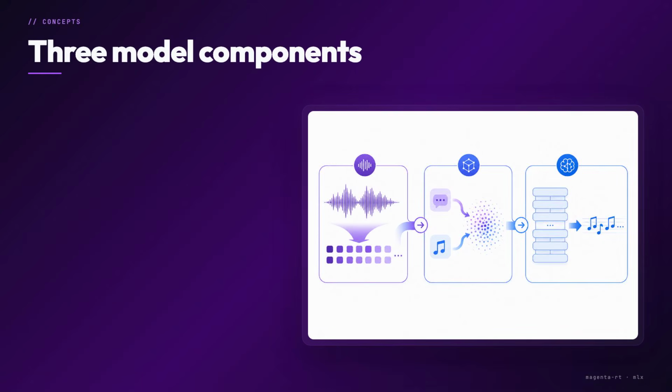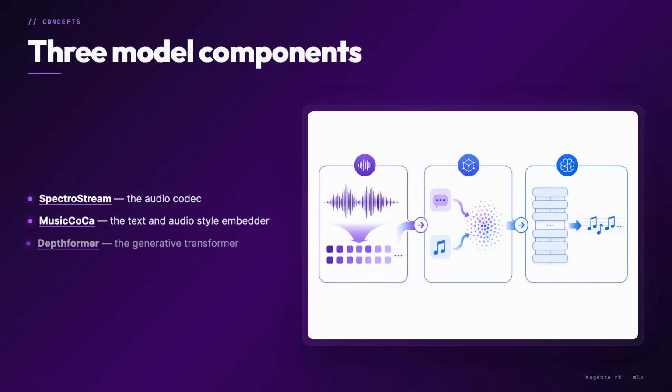Under the hood, there are three pieces working together. SpectroStream is the audio codec, turning sound into discrete tokens and back into a waveform. MusicCoCa is the style embedder, mapping your text or an audio clip into a shared embedding space. And Depthformer is the generative transformer that predicts the next frame of music, one step at a time.